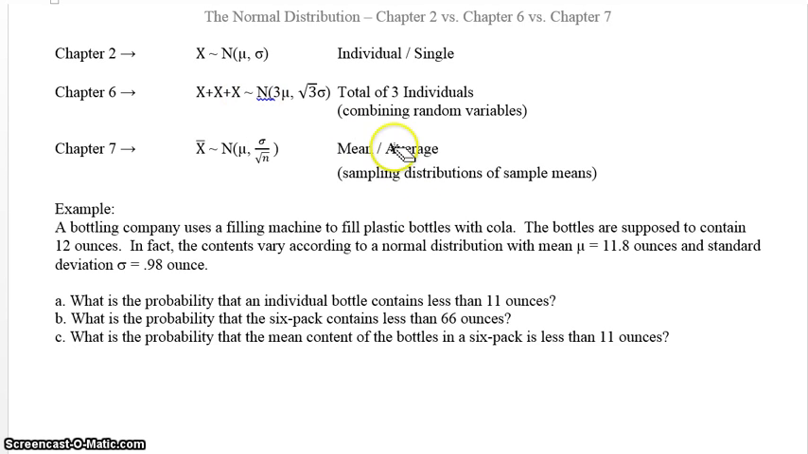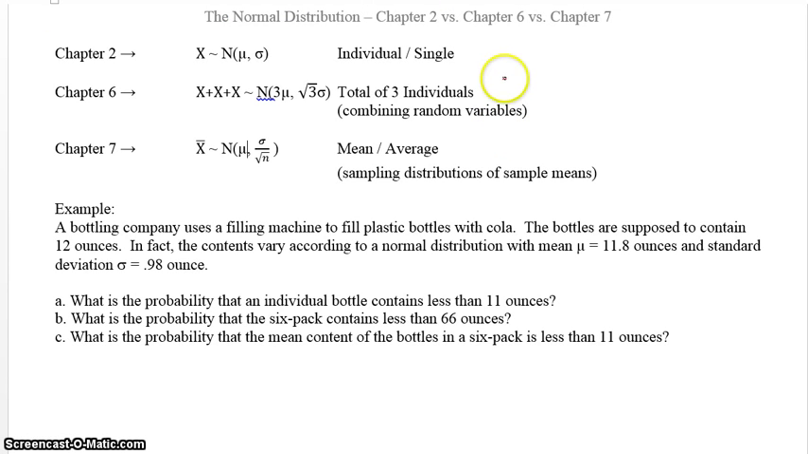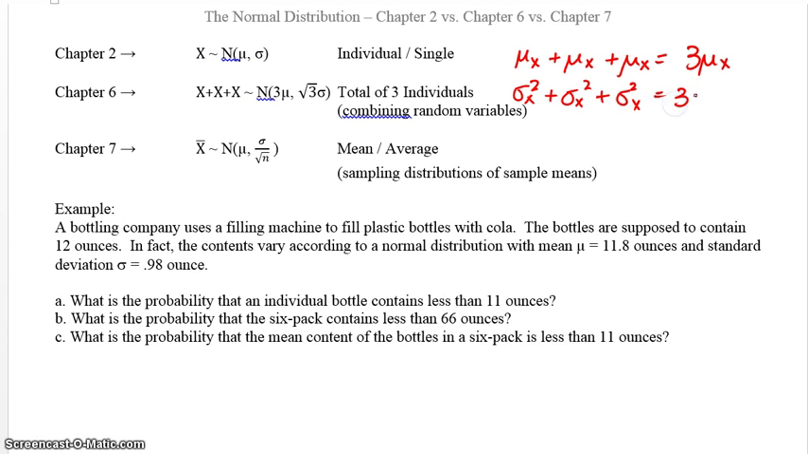So let's look at how I got these formulas for the mean and standard deviation in Chapter 6. We said, well, what if we combine a random variable multiple times? So let's say we combine 3 of them together. To find our means, we would say that's the mean of x plus the mean of x plus the mean of x, which gives us 3 times the mean of x. And then when we talked about standard deviation, we had to, of course, work in variance. So we would take the variance of x plus the variance of x plus the variance of x, which would give us 3 times the variance of x.